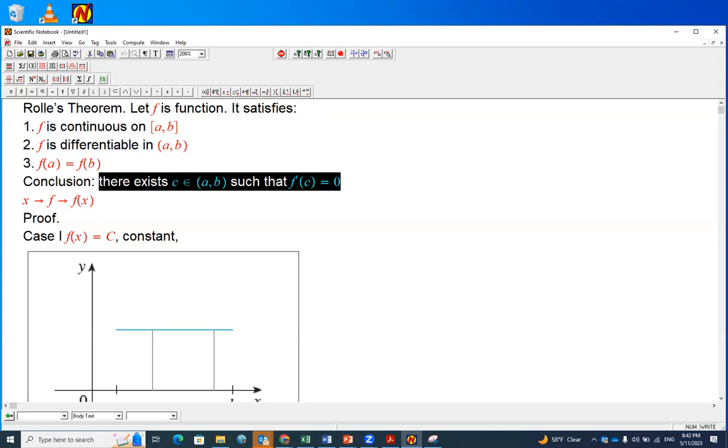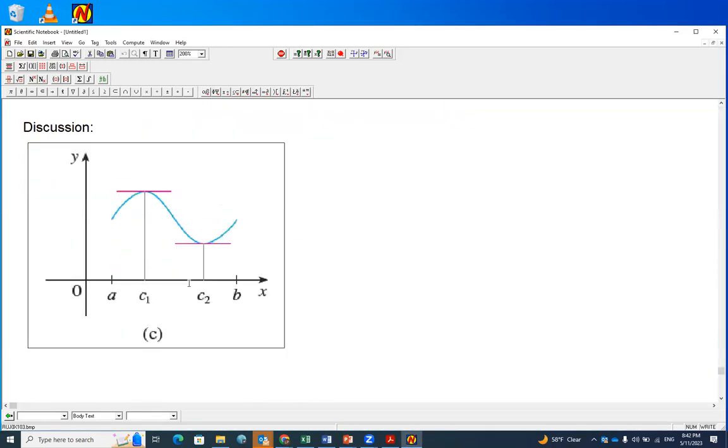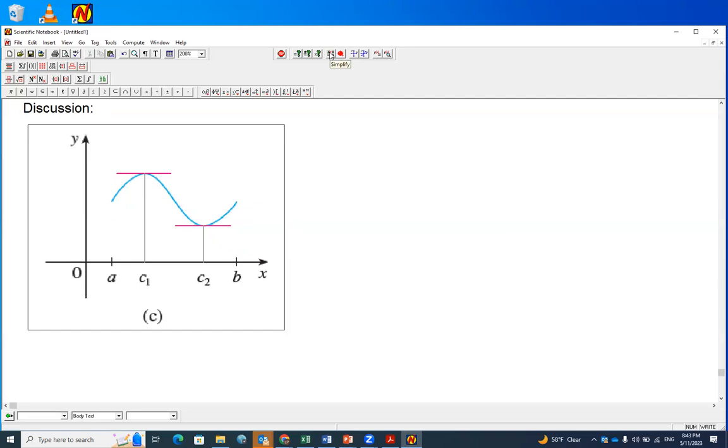Could there be more? Could be 7, 6. It's all possible. Because if we have a continuous function from point a to point b, we can wiggle many times, so you could have many c's, but the theorem guarantees there's 1. Usually when we see this kind of language, it means there's at least 1.